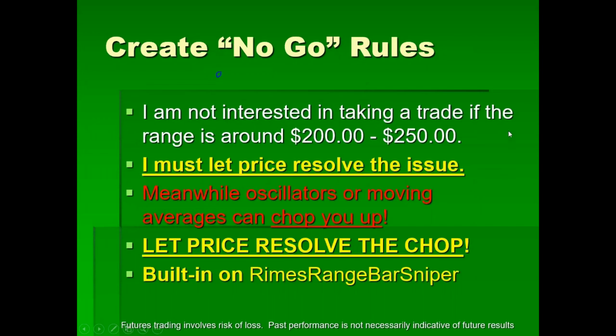I told you I'm not interested in taking a trade if the range is around $200, 250, forget it. Every single time I try it, you might as well flip a coin. Maybe it'll work, maybe it won't. You don't have any probability there. I do have filters, yes. And some of the filters will say, hey, stay away from this. An oscillator, any oscillator, is going to be chopping you up if you try to trade the small range. So let price resolve it.